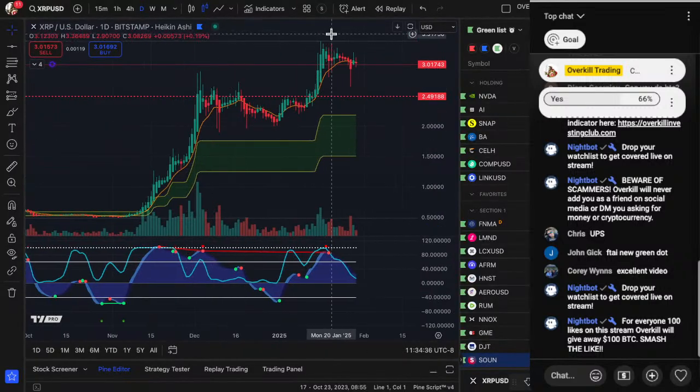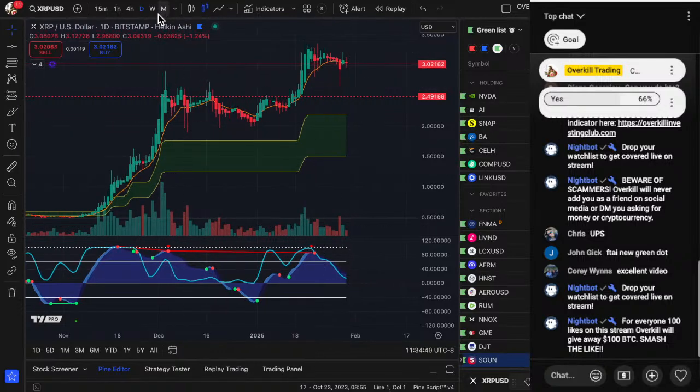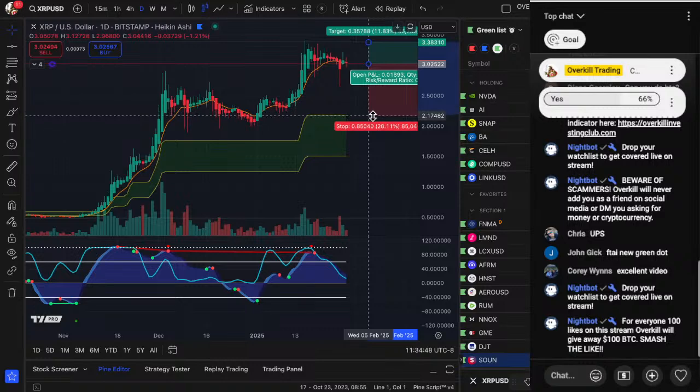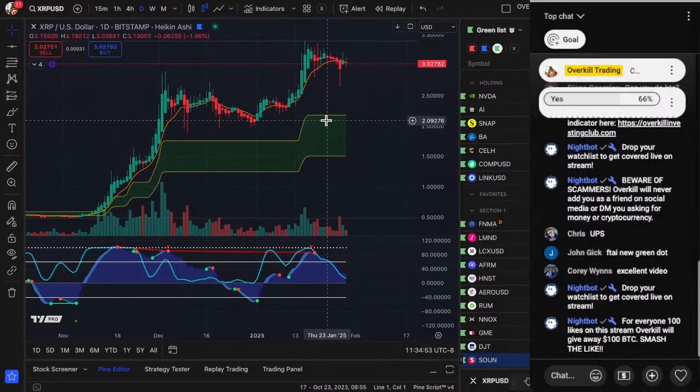XRP, I told you guys to sell this last week up here at 3.30. It's sitting at 3 right now. Very unpopular opinion, but I would be taking some profits up here on XRP. I'd sell 25, 50, even 100% of it. I mean, again, you're sitting at a 28% premium at the moment. I would rather wait till that thing pulls back down.